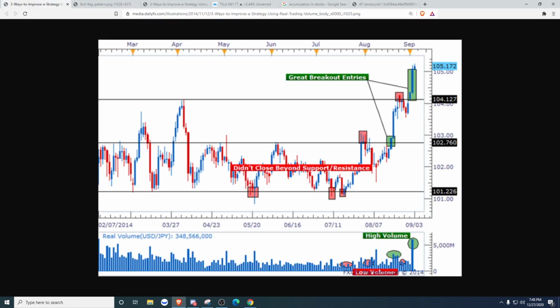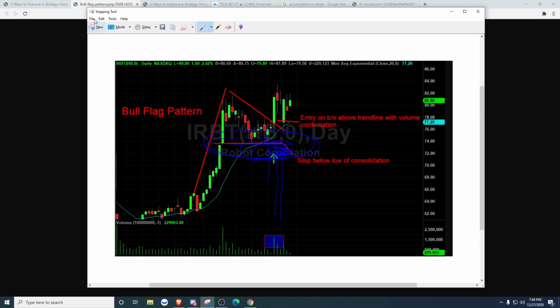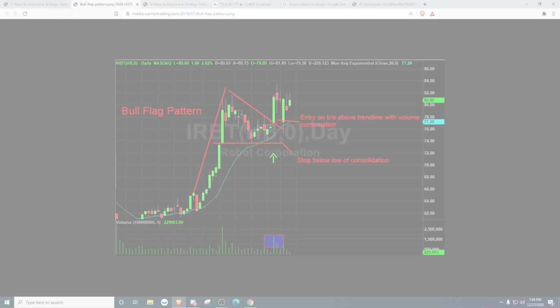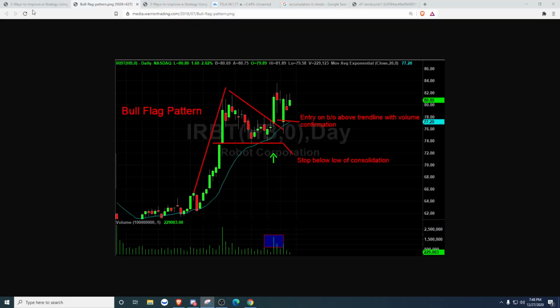So then the seventh rule is, let's see, high selling volume. Just the same thing. This is where we notice our exits. Let me get a picture.